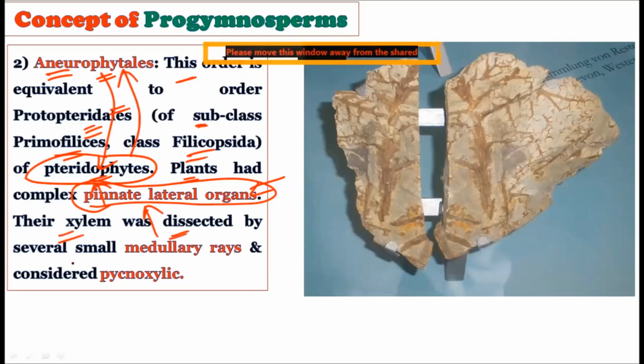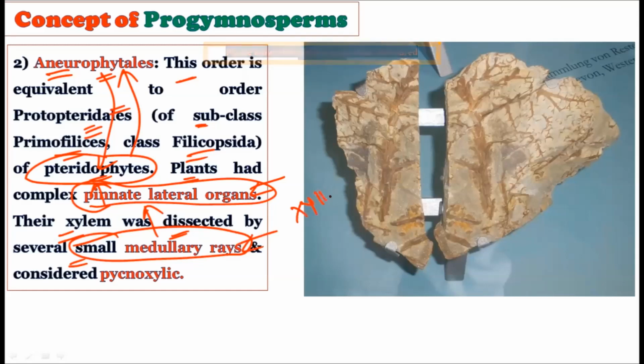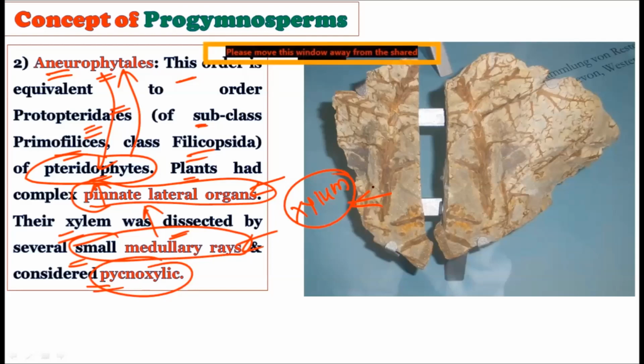Now their xylem is dissected by several small medullary rays. So there is a development in the xylem. Xylem is not simple, like that found in the pteridophytes, but is more like gymnospermic characters, and it is considered pycnoxylic. Now monoxylic wood and pycnoxylic wood is a separate topic. We are going to compare these two in one video lecture. Here we have to remember that the wood is a pycnoxylic type of wood, and the xylem is dissected by the medullary rays.